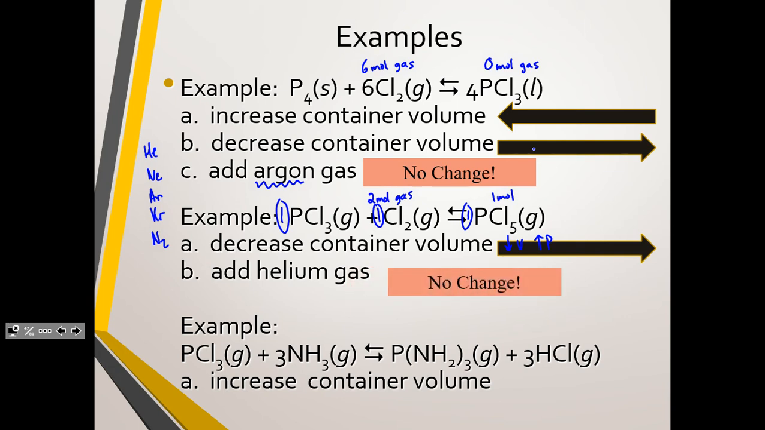And let's go ahead and do the last one down here. We have 4 moles of gas, 3 and 1. On the right side, we have also 4 moles of gas. So whatever the change for pressure, it will not affect the shifting of equilibrium.